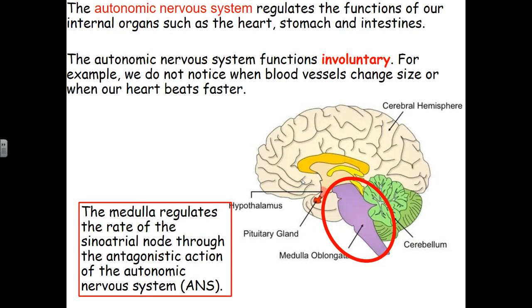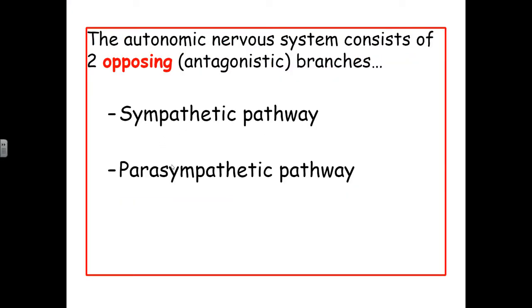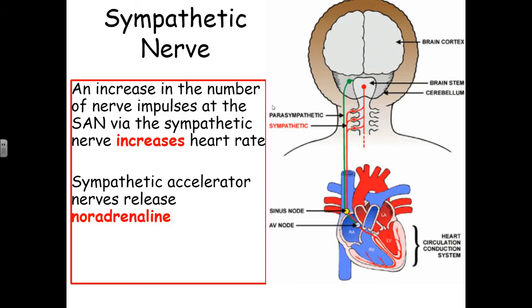The medulla regulates the rate of the sinoatrial node through the antagonistic actions of the parasympathetic and sympathetic systems. So the sympathetic pathway and the parasympathetic pathway. Both are constantly firing electrical signals down, and we'll look at how that works.